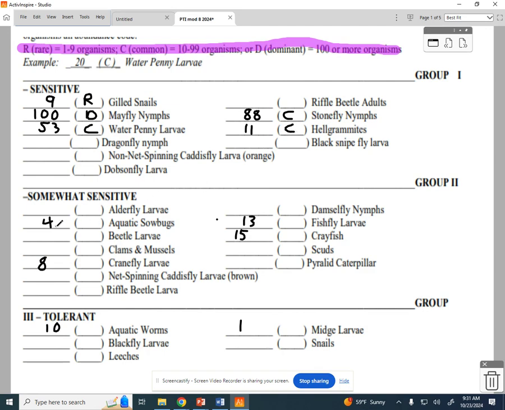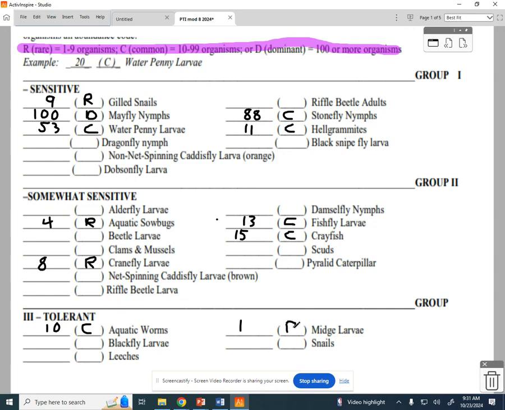Aquatic sowbugs is 4, between 1 and 9, so that's rare. Cranefly larva, there were 8, again between 1 and 9, so that's considered rare. 13 fish fly larvae, that's between 10 and 99, so we consider that common. Put the letter C here. And 15 crayfish, that is common. It's between 10 and 99. 10 aquatic worms, that's between 10 and 99, we'll consider that common. And then midge larvae, there was only one of those, that's between 1 and 9, that's considered rare.